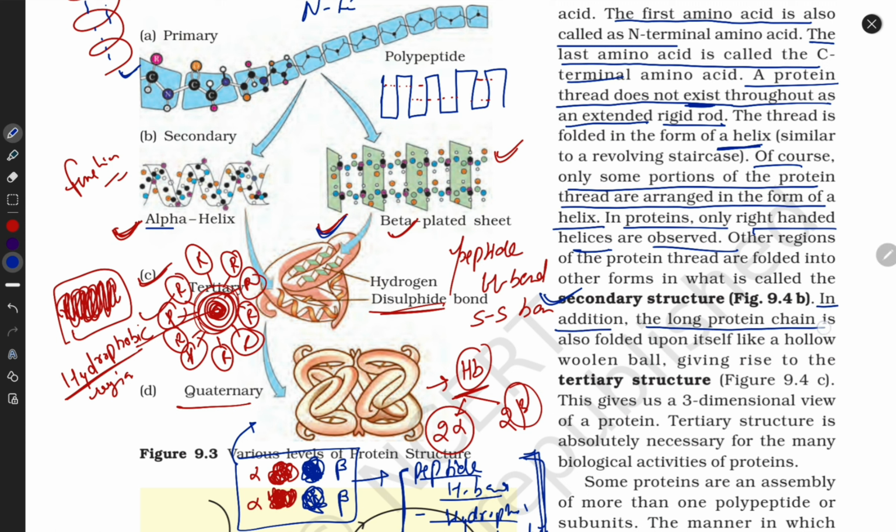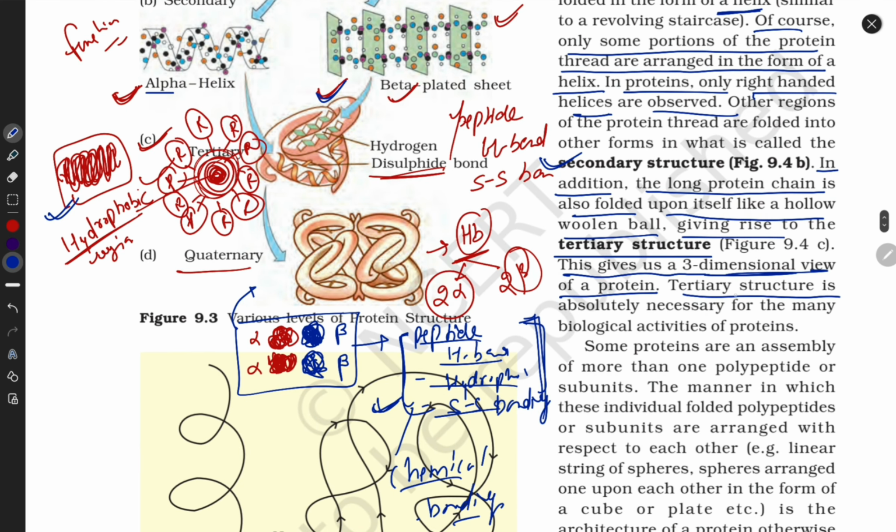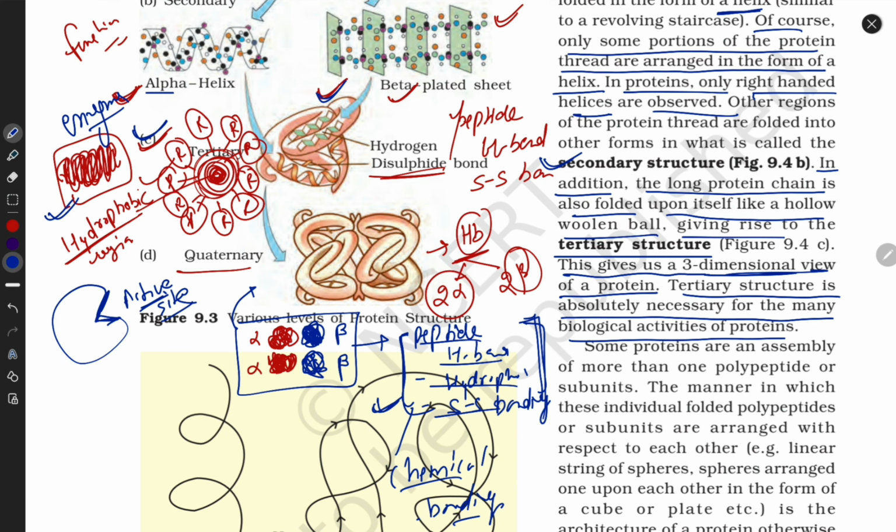In addition, the long protein chain is also folded upon itself like a hollow wool ball, giving rise to tertiary structure. This gives a three-dimensional view of the proteins. Tertiary structure is absolutely necessary for many biological activities of protein, like enzymes. This is the enzymatic form. They make the active site of the enzyme. Here the substrate can bind.